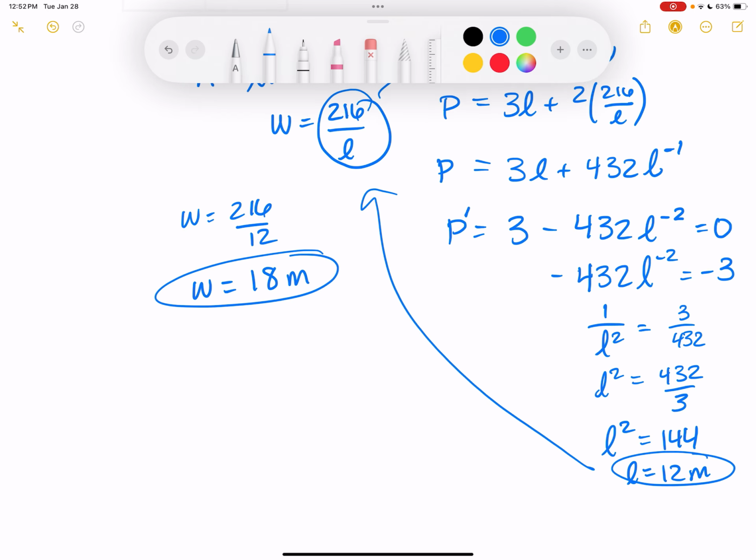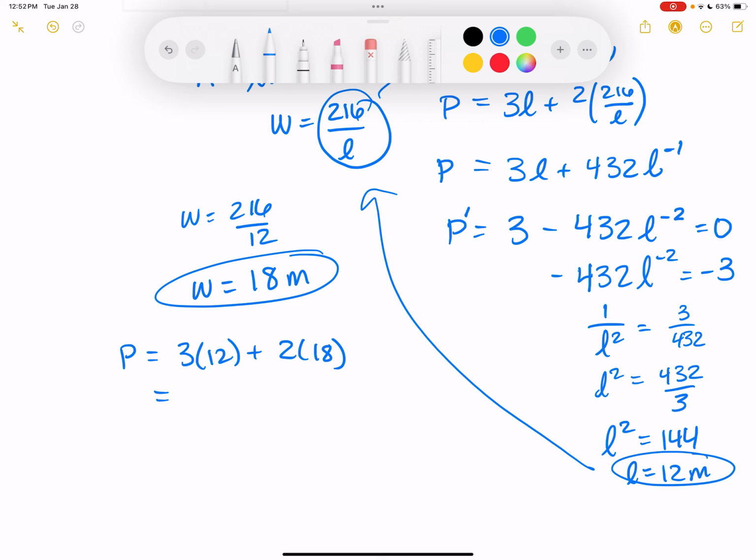So we have those things that we need, and then the perimeter is 3 times 12 plus 2 times 18, which is 36 and 36 is 72, so 72 meters.